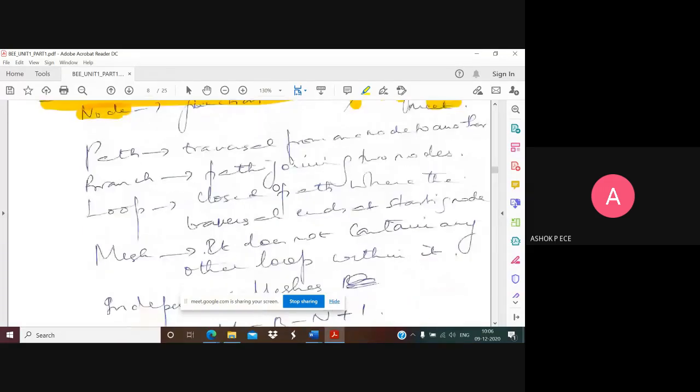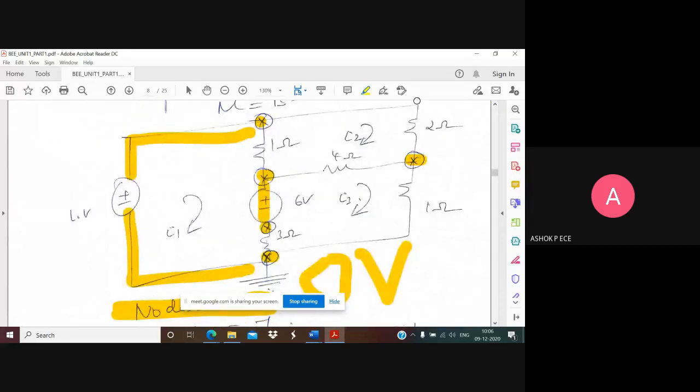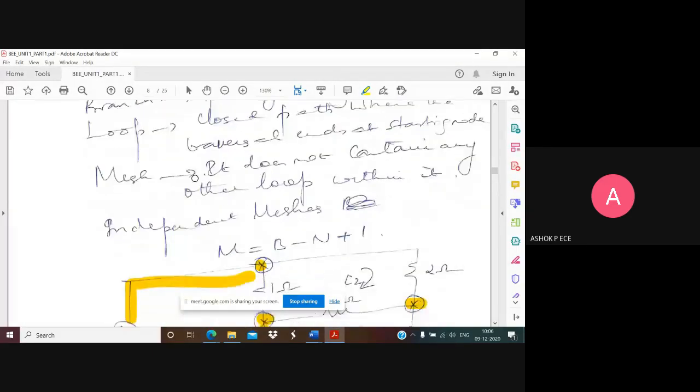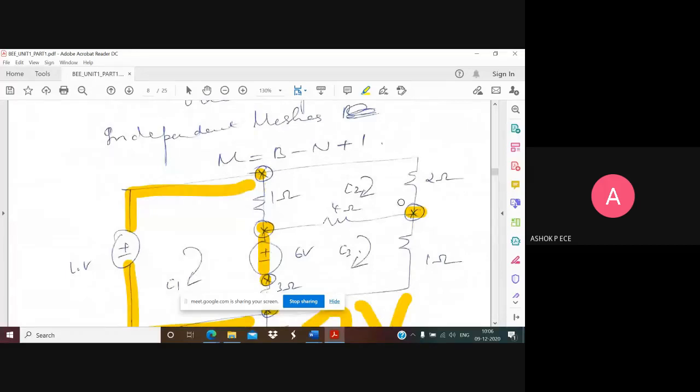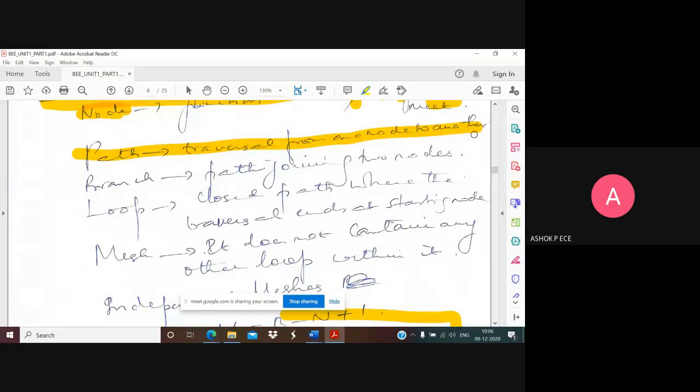Now note how to fix nodes in a circuit. A node is the junction where 2 or more points meet. Next one is path. Path is the way we travel from one node to another. So if I'm going to travel from here to here, I can go this way. This is the path. Path will not have a direction. Path is the way in which I can travel between nodes, a traversal from one node to another.